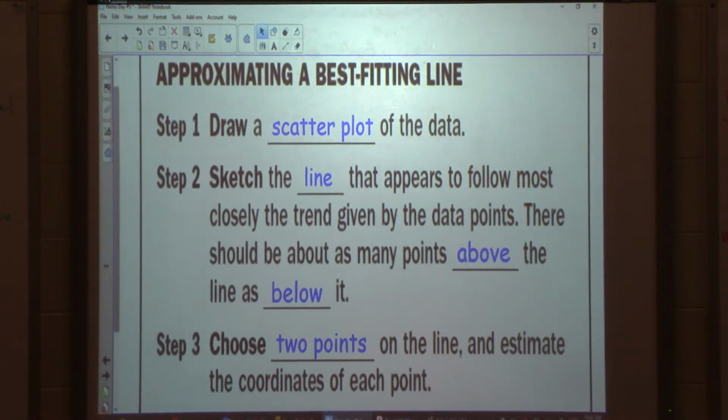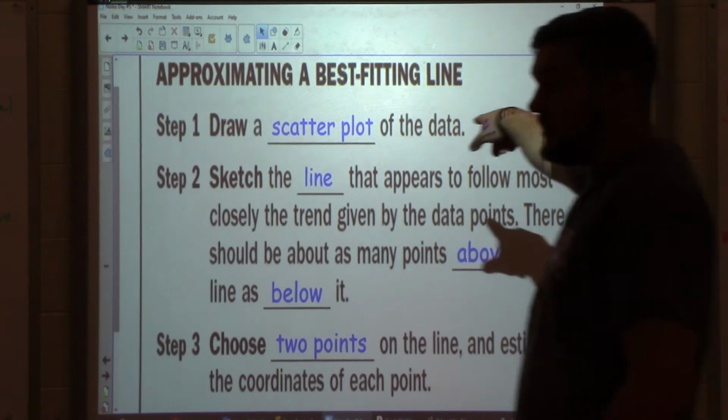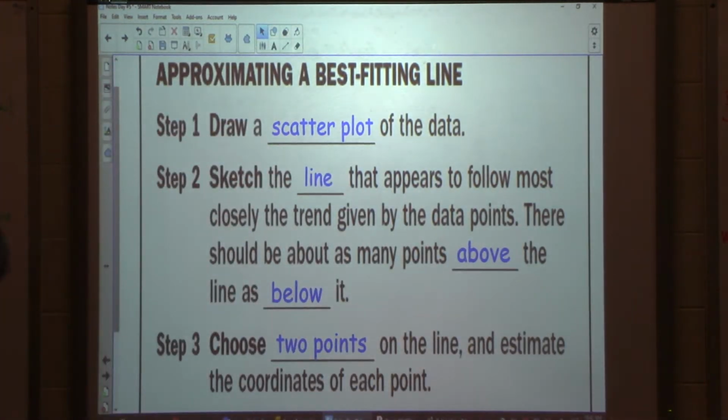You're going to be given points. You're going to draw a scatter plot with the points, the data, right? And you're going to approximate a line of best fit. It's going to be a guess, right? An approximation is a guess. So you're approximating your own line of best fit.